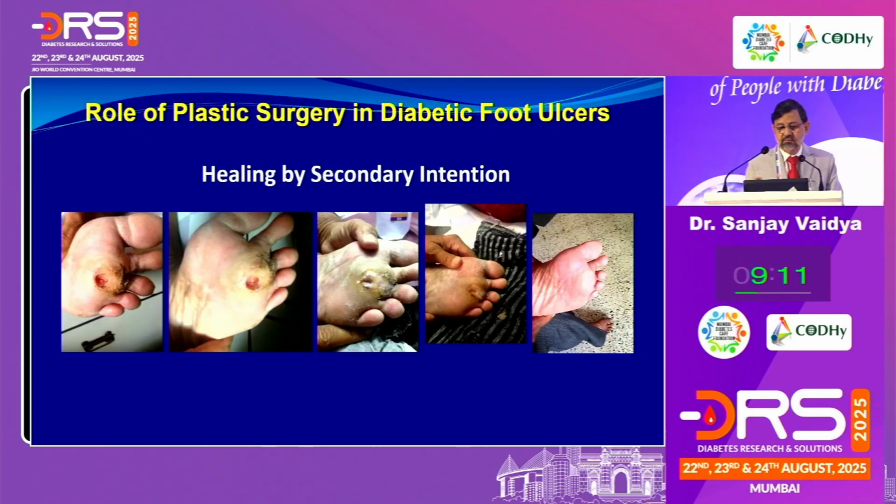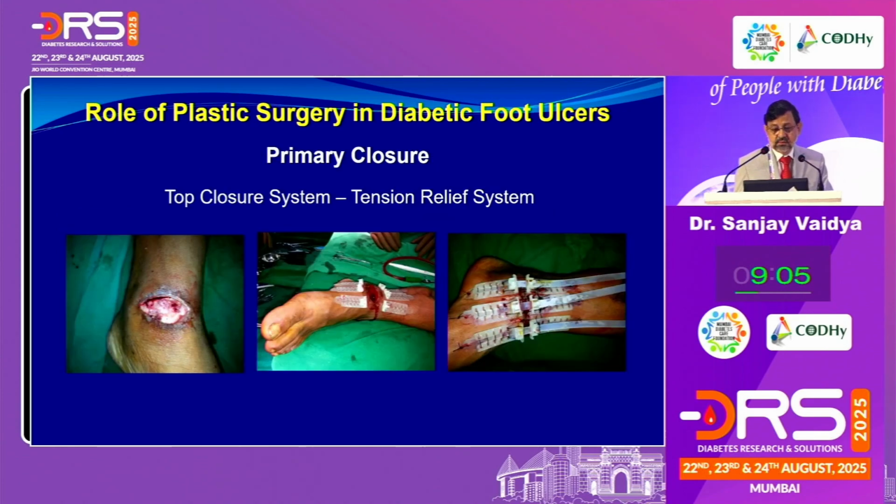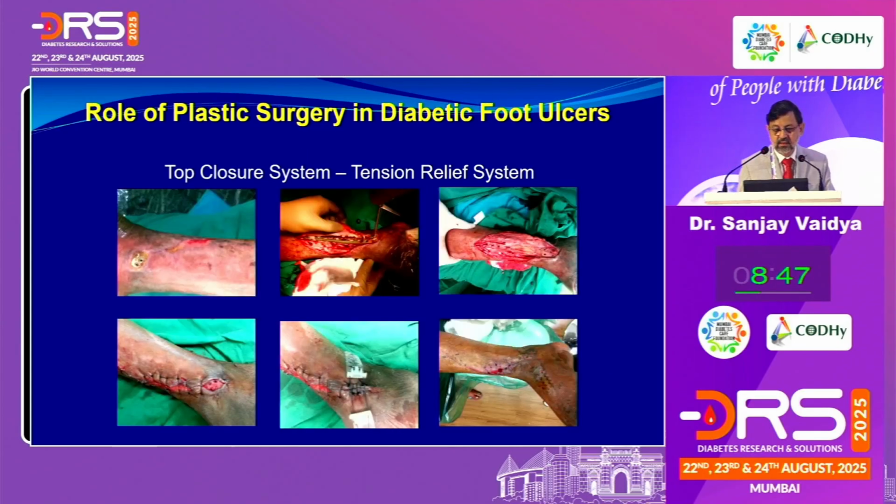Now this is just healing by secondary intention, where of course offloading was a must. With standard wound care, this has gone on to heal. This is a TOPClosure system, which is a tension relief system, especially when there is a small area, say around the ankle or around a joint, where you don't want to put a major flap. You can just put this TOPClosure system. This is a zipper-like system where you slowly keep on pulling and getting the wound edges together and heal the wound without necessitating any flap.